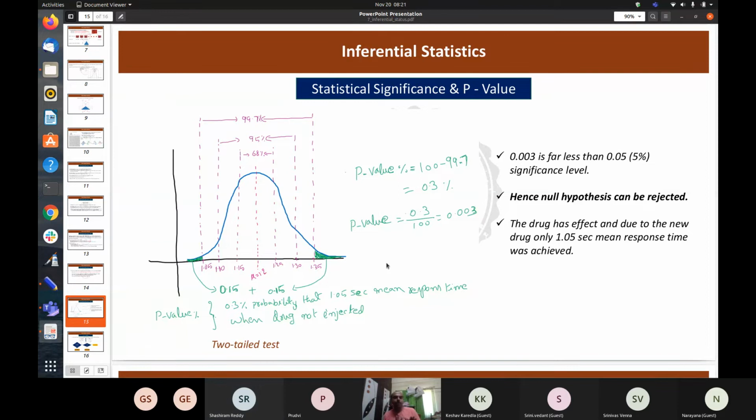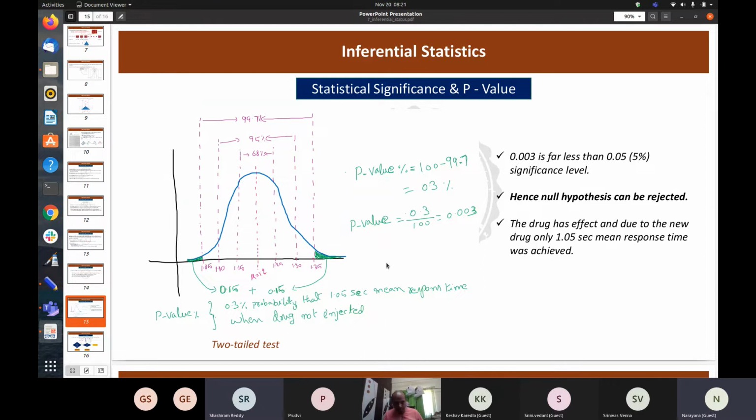What is the p-value? You need to understand. How frequently the new thing is happening in the old circumstances is the p-value. Simple statement: how frequently the new thing is happening in the old circumstances. Got it? Yeah, Rama, that is correct.